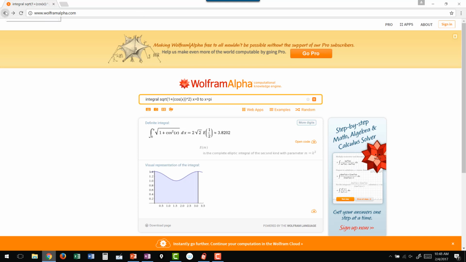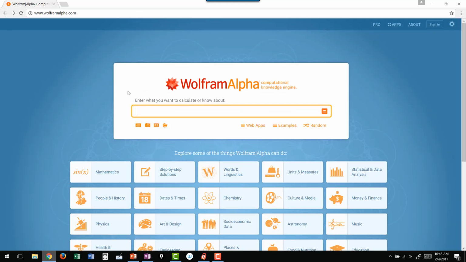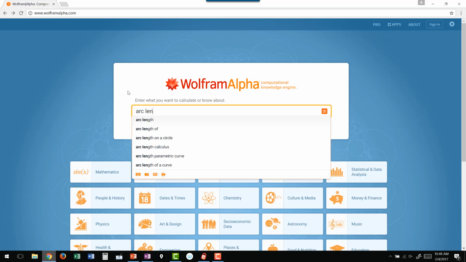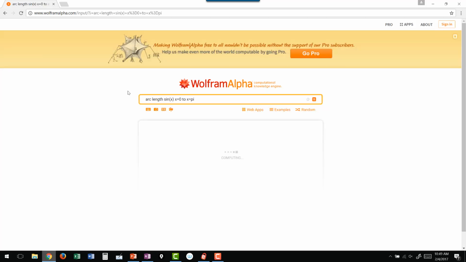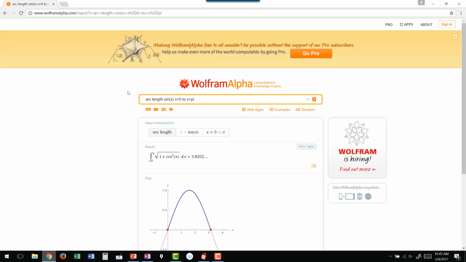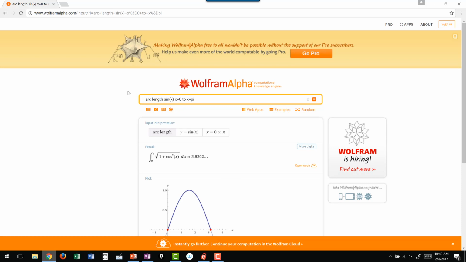We can do this in a second way because Wolfram Alpha actually understands what arc length is. So instead of the integral we end up with, we just say find the arc length for sine x between 0 and pi. And we should see that we end up with the same numerical approximation, and then we get a picture as well for what the arc length represents. So our final result is about 3.82.